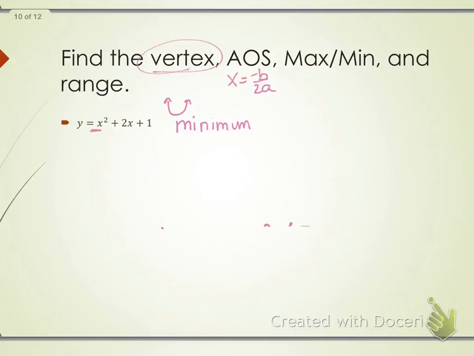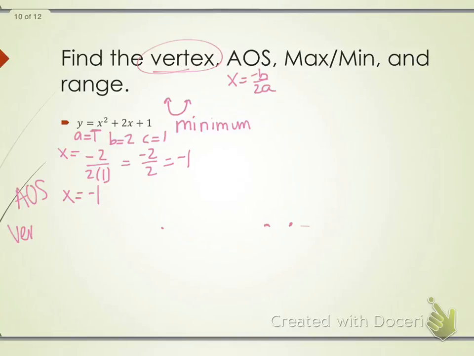Okay. Let's go ahead and find our AOS. So x equals, so my a right now is 1, my b is 2 and my c is 1. So x equals negative b over 2 times a. So negative 2 over 2, so negative 1. So my AOS right now is negative 1. There's AOS.